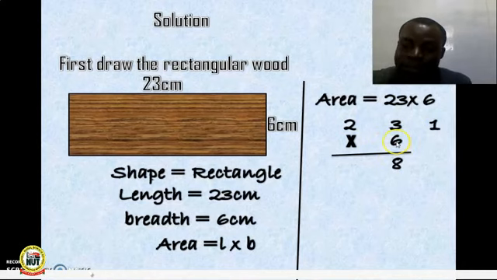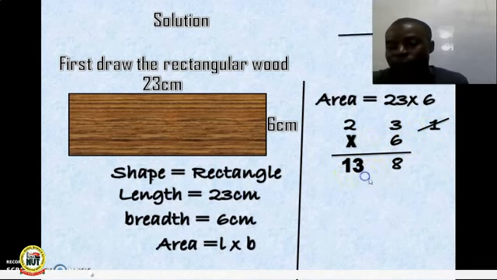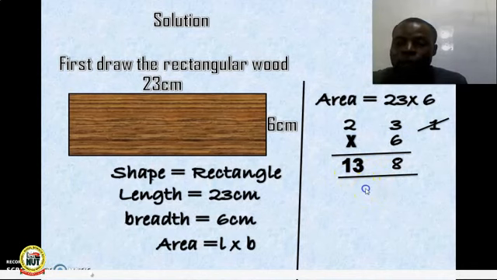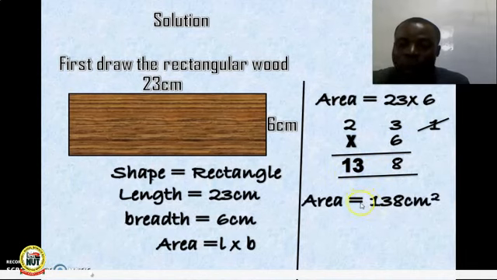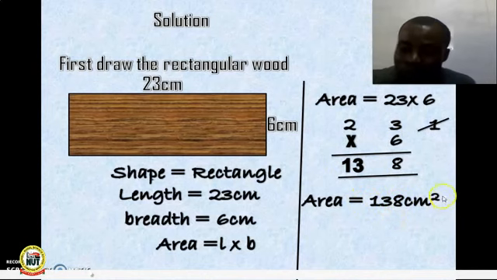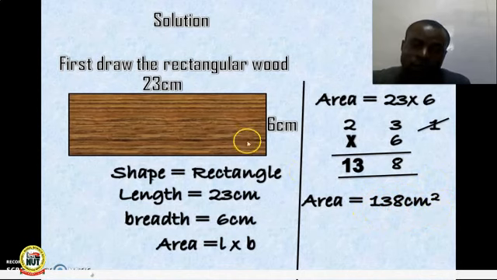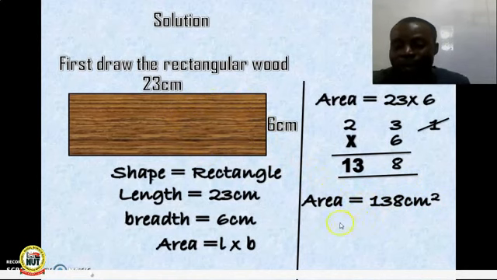Right? 6 times 2 will give us what? 12. 12 plus this one you are seeing here, 12 plus that one will give us 13. So we have 138. So the final answer to this is 138 centimeters square. This square is very important. Okay, good. So the area of this rectangular wood is what? 138 centimeter square.